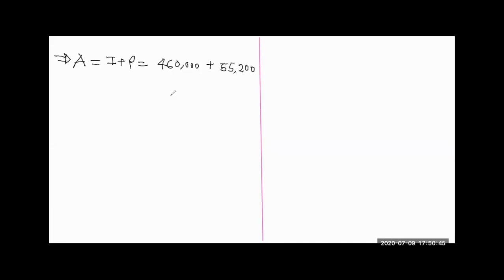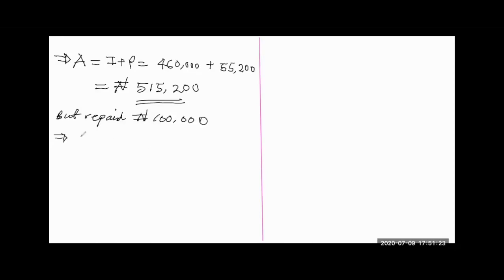Alright, so now if we add everything together, what do we have here? After adding, the amount is going to give us 515,200 naira. So this is the amount in the hand of the woman, but she repaid now at the end of the second year. How much did she repay? She is repaying 100,000 naira every year. So that implies the investable amount that's going to remain now.